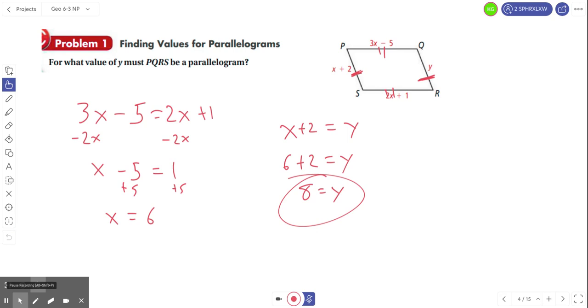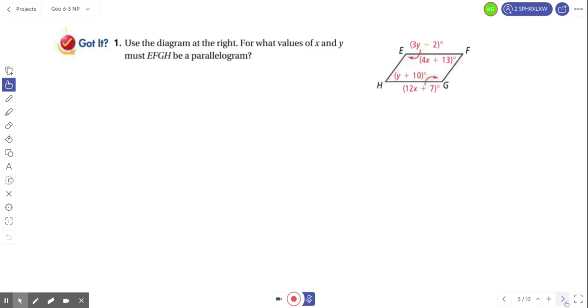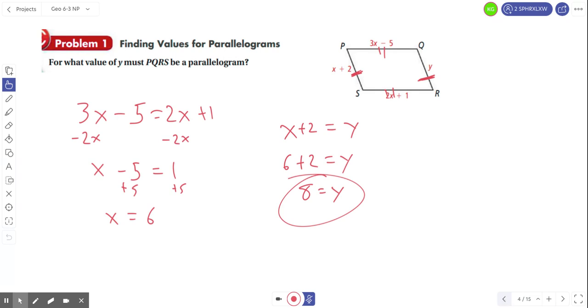Yep. So if y is 8, then it has to be a parallelogram, because that would make 2 pairs of opposite congruent sides. The reason they say opposite congruent sides is because you could also have 2 pairs of congruent sides like this, but that shape is not a parallelogram. That shape is a kite. When the congruent sides are opposite each other, then it's a parallelogram.